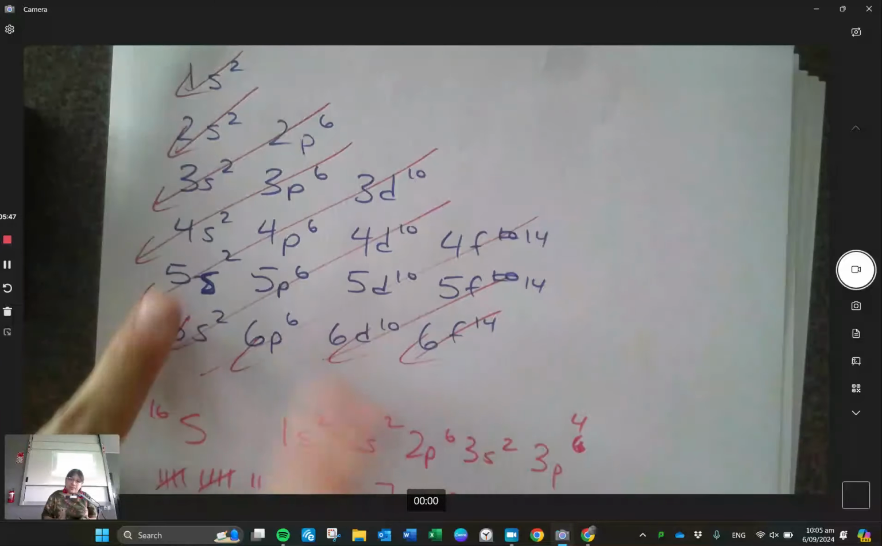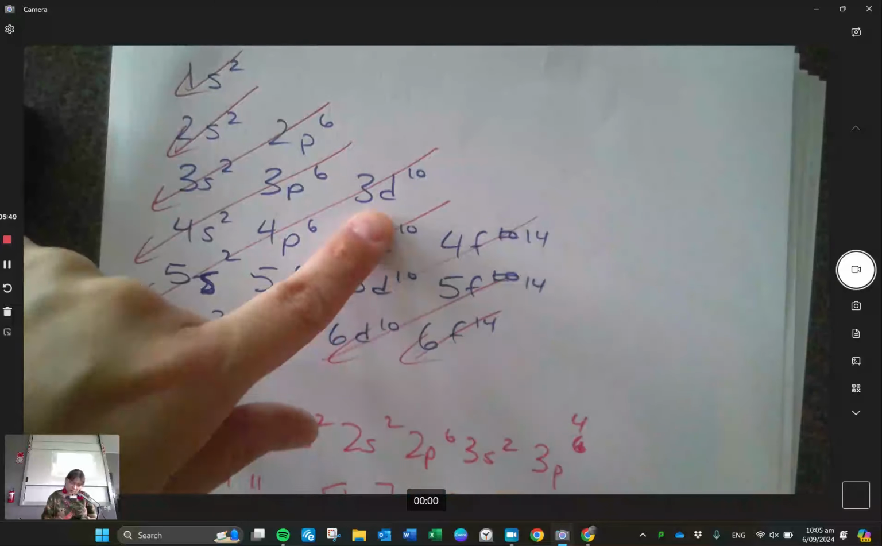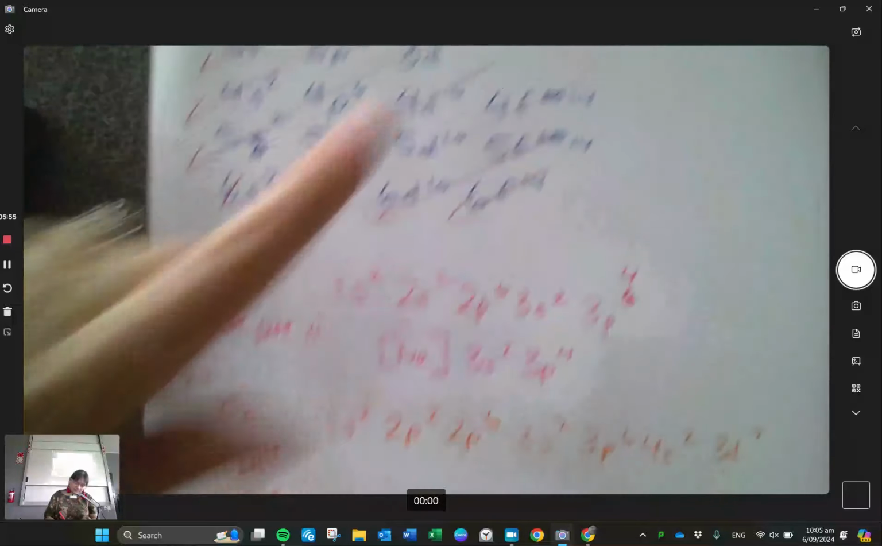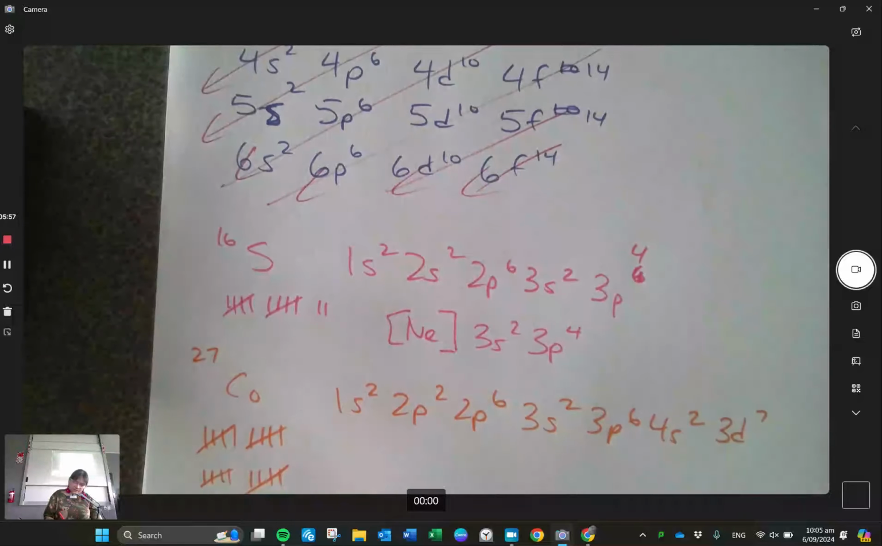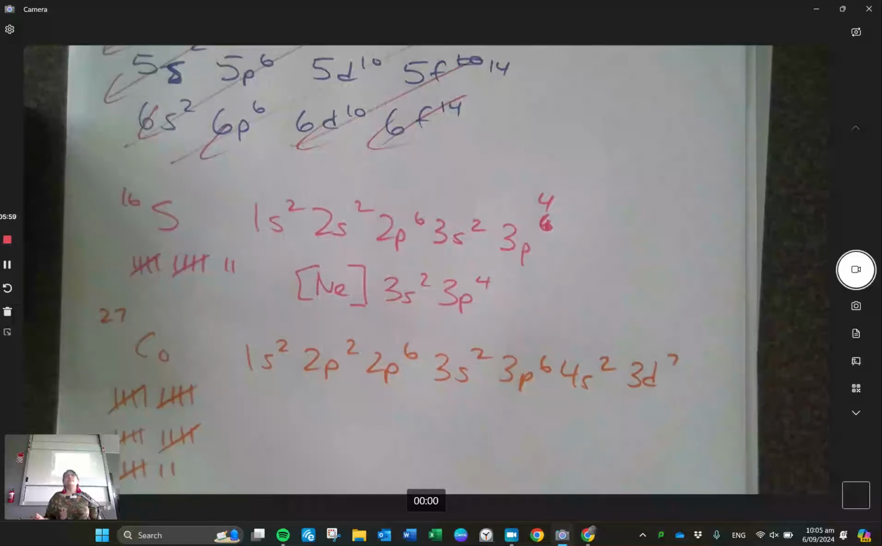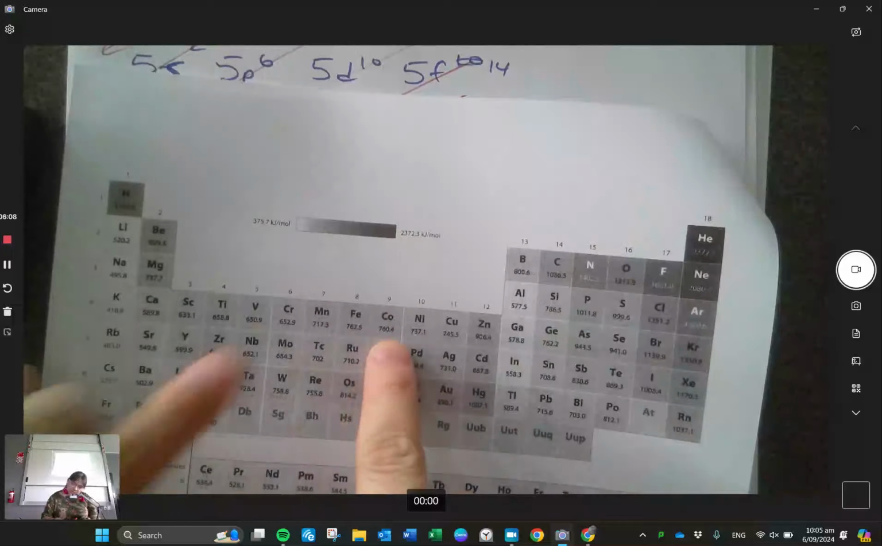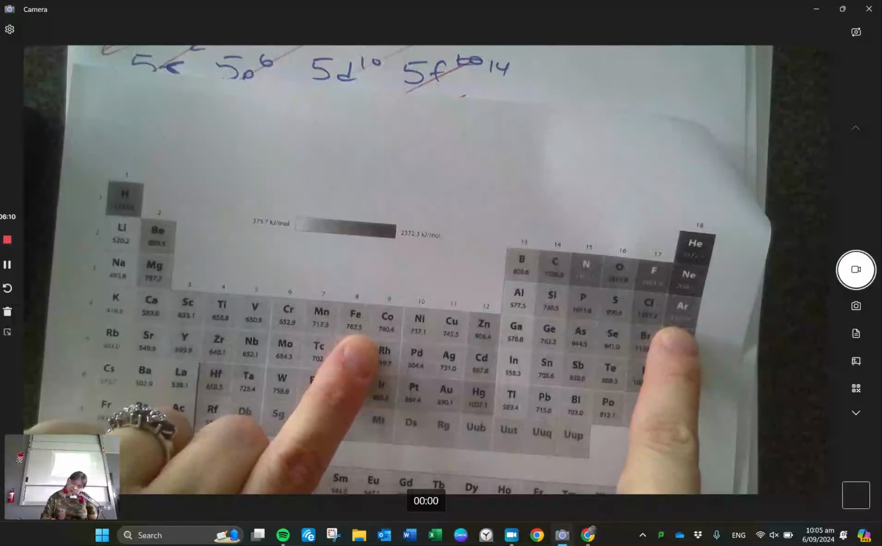And then I need still 27. So we are going back up here to the 3D. In this case, 3D is only going to have, sorry, not 10, 7. 1, 2, 3, 4, 5, 6, 7. Now we're done. Cool? Again, if we want to shorthand it, we can look to see where cobalt is on the periodic table. It is over here, so you're going to be filling to argon instead.